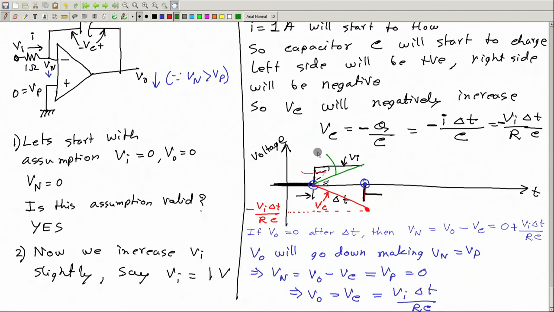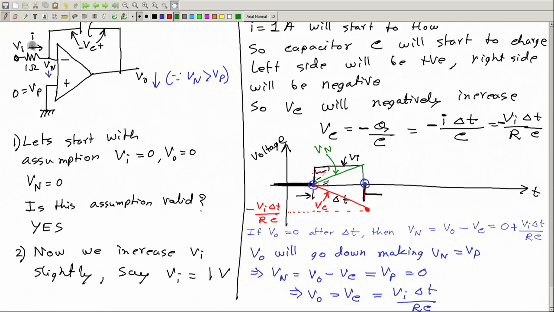This is Vn. Okay, Vn has gone up. The op amp will change its output. It will bring down the output. So Vn will come down to 0 again. Right? I can think in this way, and then what will happen? This potential will be 0 again.